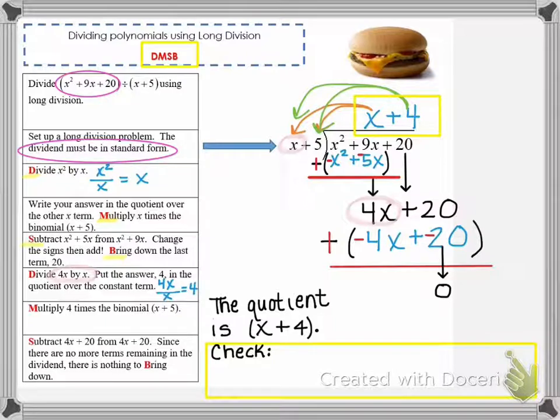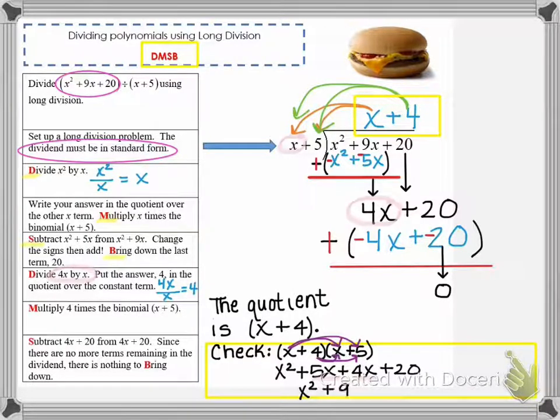If I want to make sure that I performed this correctly, I'm going to take the quotient I arrived at, which was x plus 4, and multiply that by my divisor, which was x plus 5. If I multiply those two binomials and arrive at my original dividend, then I know I did my problem correctly. To multiply these binomials, I'm going to do FOIL. I get x squared plus 5x plus 4x plus 20. Then I combine like terms in the middle and get x squared plus 9x plus 20. So it does check out and it does match my original dividend. I am confident that I performed this long division correctly.